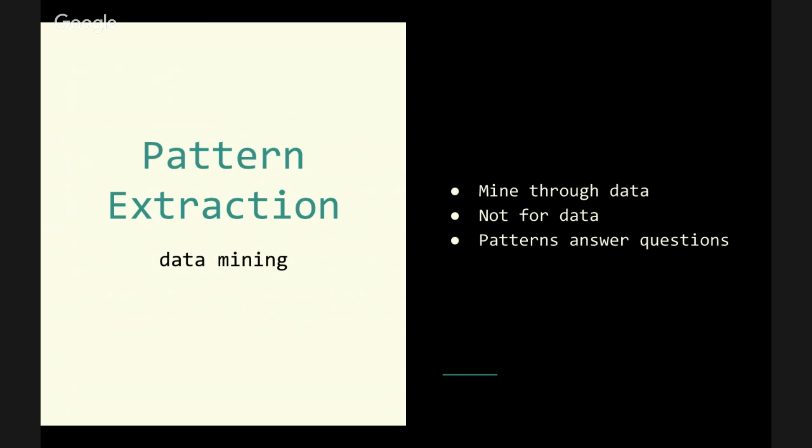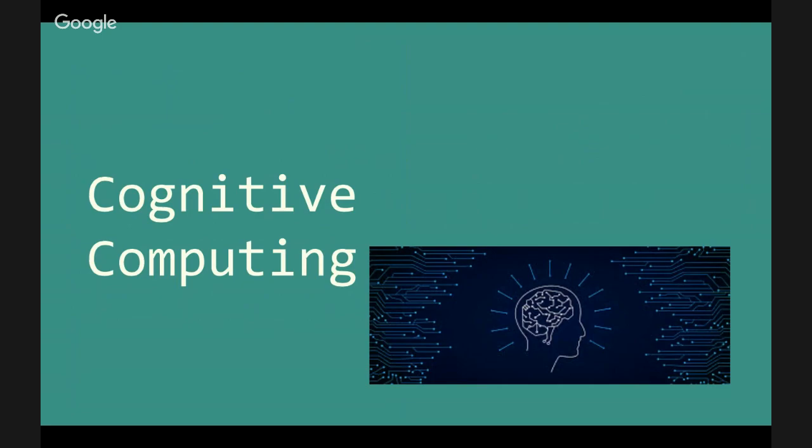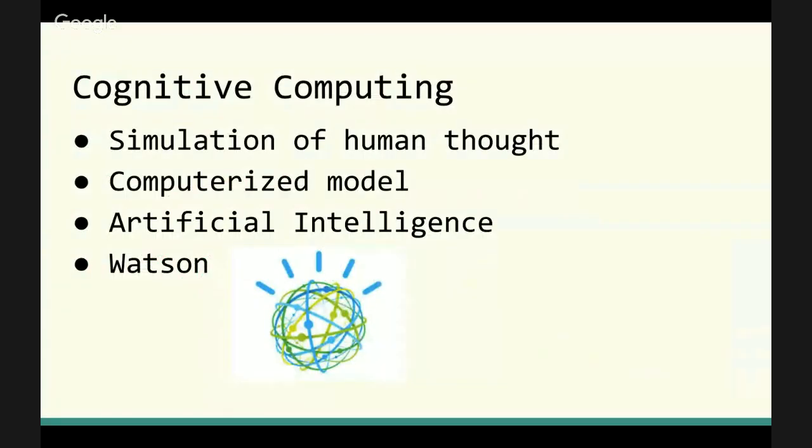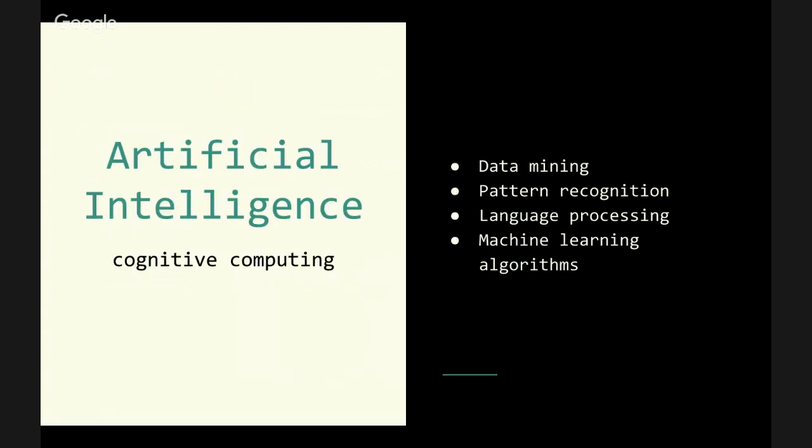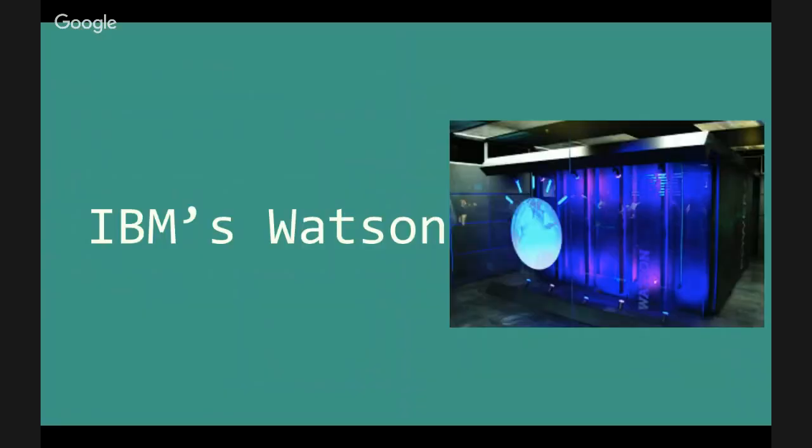And then lastly, cognitive computing. It is a simulation of human thought, called artificial intelligence sometimes, and it's a computerized model. So when I was talking about models just a few seconds ago, it is a huge, huge computerized model, really several models combined to make one big artificially intelligent system. And by artificial intelligence, again, we mean the simulation of human thought, which is where we see Watson. So with artificial intelligence, you think of data mining, pattern recognition, language processing, machine learning algorithms, all of this combined to make systems like Watson more like humans.